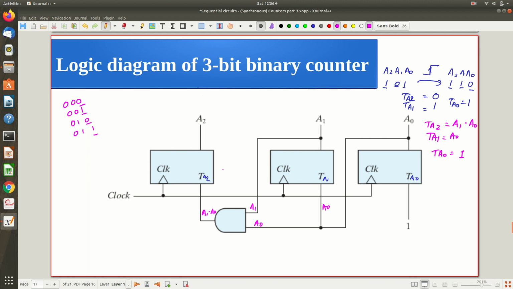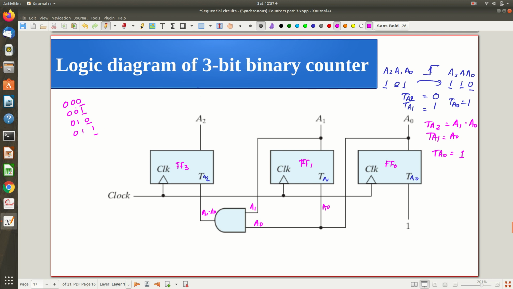So the flip-flop controlling the least significant bit is flip-flop 0, and its corresponding input should be 1, because I want it to toggle all the time. Similarly this is our flip-flop 1, and this is our flip-flop 2. So we have 3 flip-flops for implementing a 3-bit counter. Basically it is a 3-bit register going through a predetermined sequence of states.